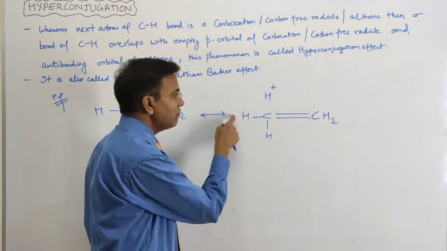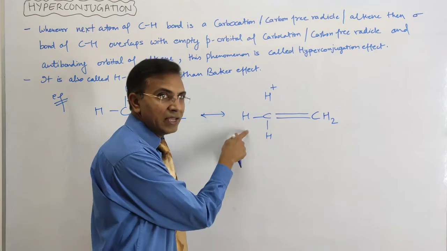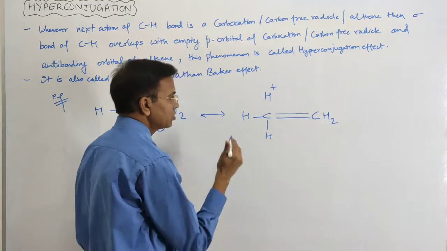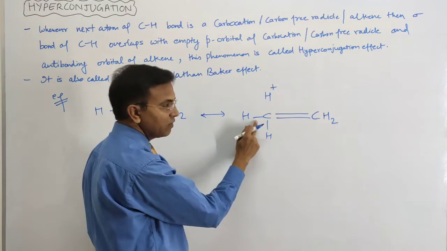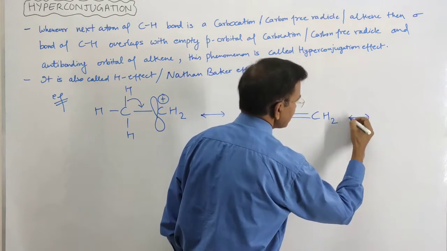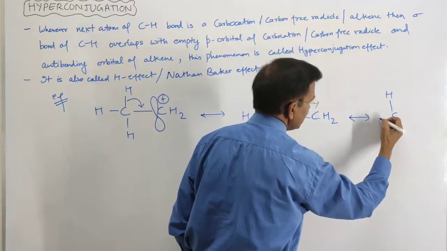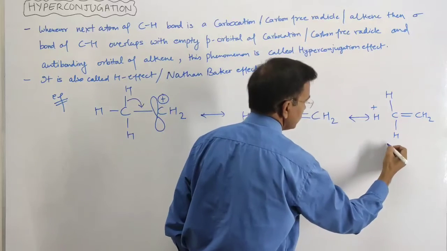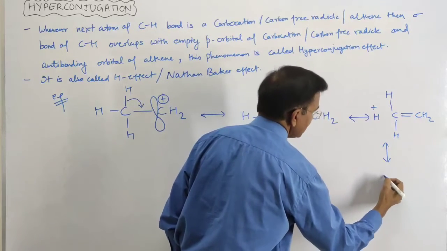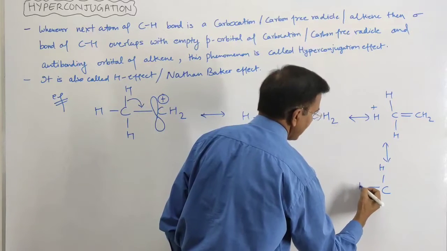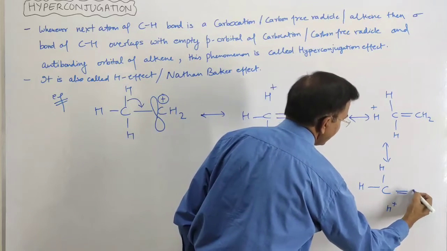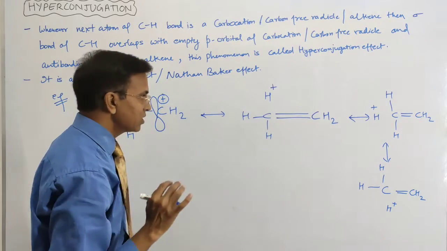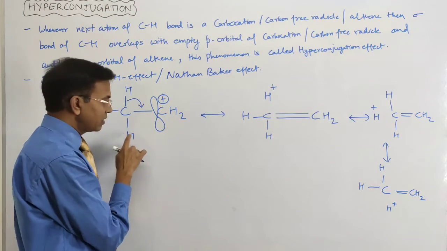So every alpha hydrogen present in the system has equal probability to overlap with the neighboring carbon atom's empty orbital. So here this is H. Now this one is also possible. So it will be H, C, H positive this time, and hydrogen double bond CH2. The next structure will be C, H, H, and H positive, and the double bond here. So these are 1, 2, 3. These three are the resonating structures, and this is the main compound given.